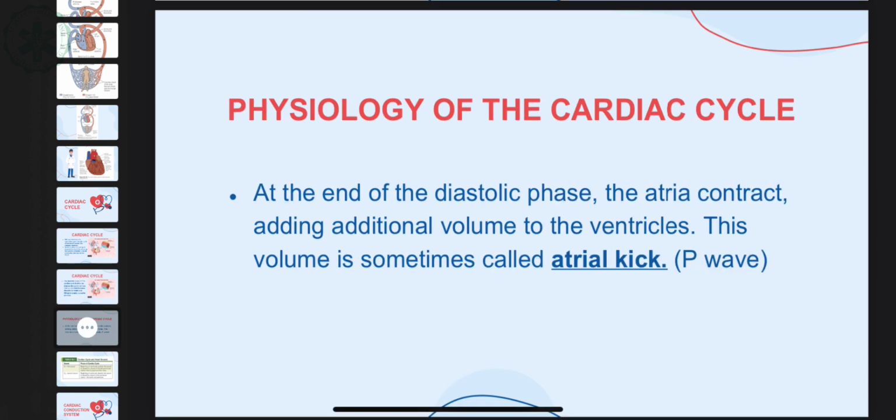Next, we have the physiology of the cardiac cycle. At the end of the diastolic phase, the atria contract, adding additional volume to the ventricles, and this volume is sometimes called atrial kick or the P wave.